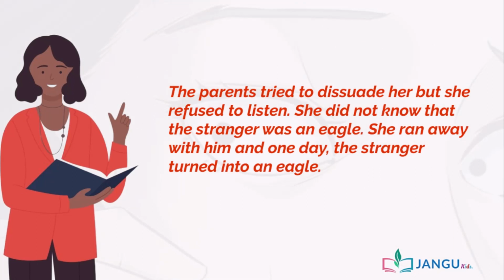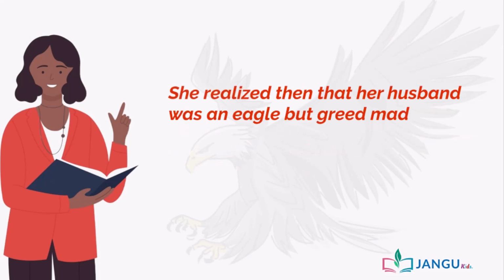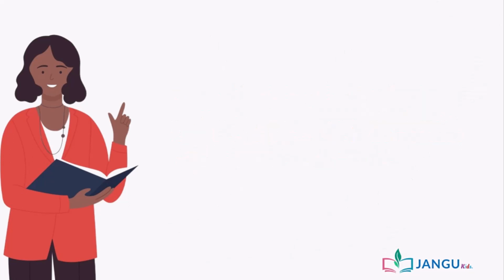She ran away with him, and one day the stranger turned into an eagle. She realized then that her husband was an eagle, but greed made her stay. She thought of all the presents her husband was giving her. Kids, what do you think happened to the girl at the end of the story? Did she escape? Was she trapped forever? Well, she escaped in the end, but was full of regrets.